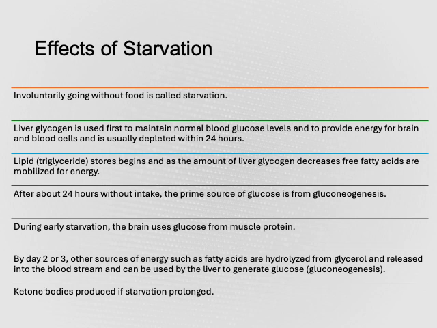Unlike the glycogen stores, lipid or triglyceride stores are more substantial, and our body is able to mobilize this as an energy source. As the amount of liver glycogen decreases, the mobilization of free fatty acids from the adipose tissues will increase to provide energy that's needed by the nervous system. At about 24 hours or so without any intake, especially in the form of carbohydrates, the prime source of glucose then becomes gluconeogenesis.